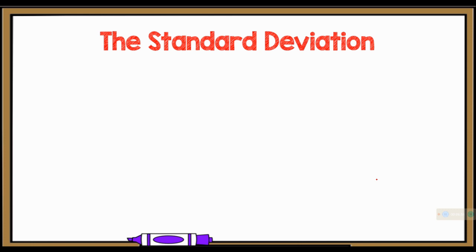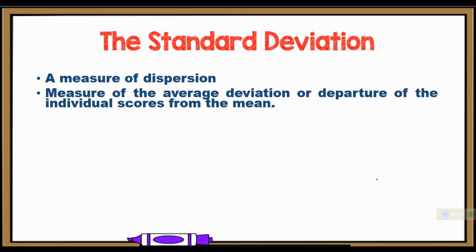Next, we have the standard deviation. Of course, it is also a measure of dispersion. It measures the average deviation or departure of the individual score from the mean. So this is average-based. For finding the standard deviation, we have two formulas. One is if you are going to find the standard deviation out of a population. The next one is when you are given a sample. So take note, they only differ in the denominator.